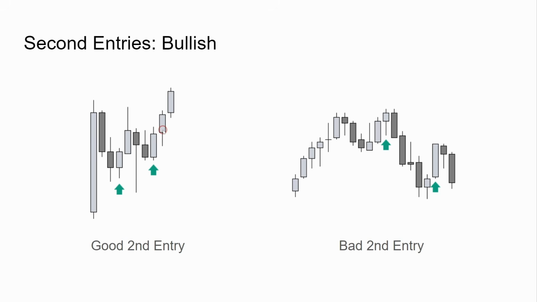This creates the second entry. What this is doing is showing that the bears failed to break out once, came up, and failed to break out twice. This is causing a trap and a break of the bear channel. This is a good buy. This is a bad buy.